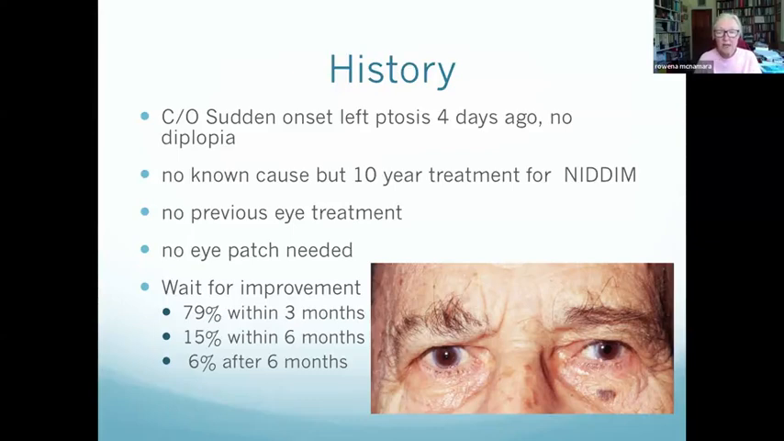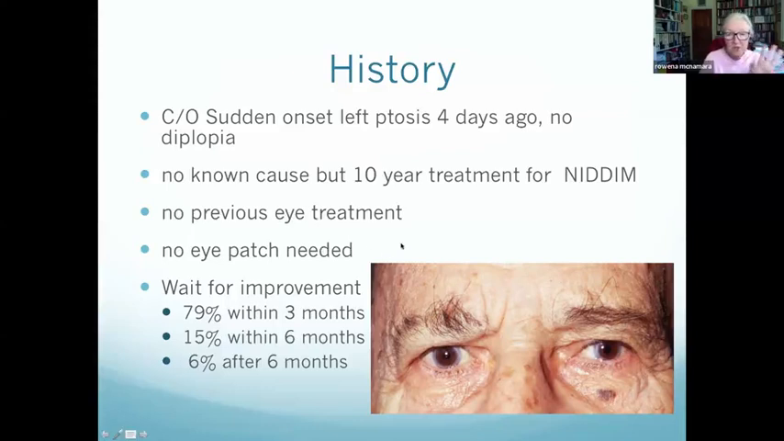He didn't know why it had happened, but he told us that he has been a non-insulin dependent diabetic for the last 10 years. So he has had no previous eye surgery, he hasn't had any cataract surgery, and he didn't feel that his vision was impaired, and he didn't need an eye patch because he did not have double vision.